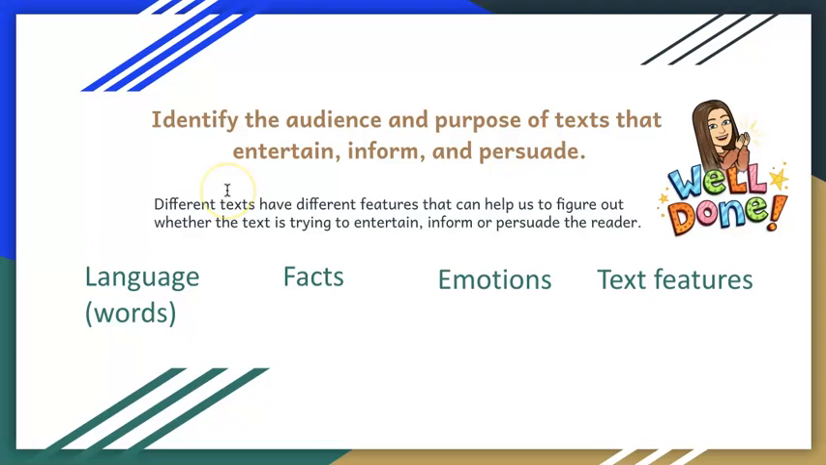So just remember that to identify the audience and the purpose of texts, we can use different language, facts, emotions, and text features to help us figure out what the text is trying to do and who it's for.